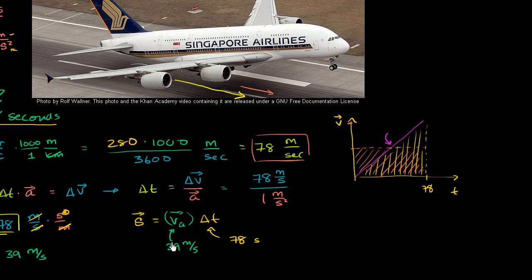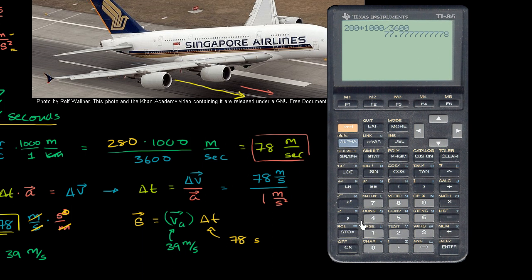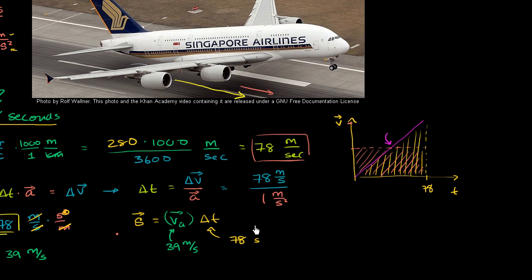So our average velocity is 39 meters per second times 78 seconds. Let's just get our calculator out for this. We have 39 times 78, which gives us 3,042. And then meters per second times seconds just leaves us with meters.